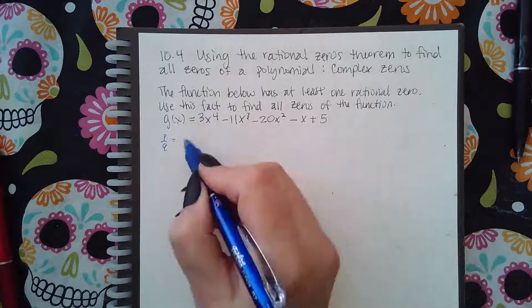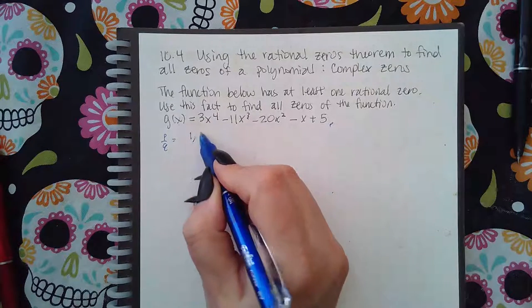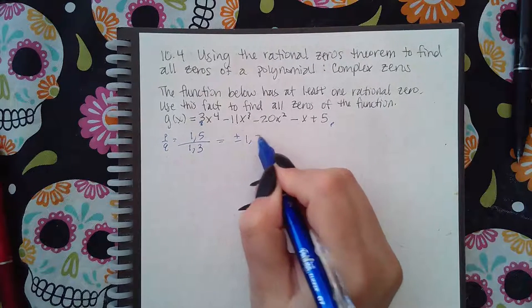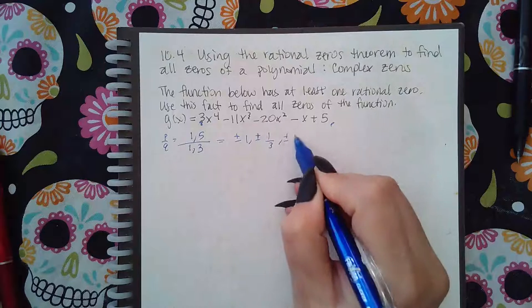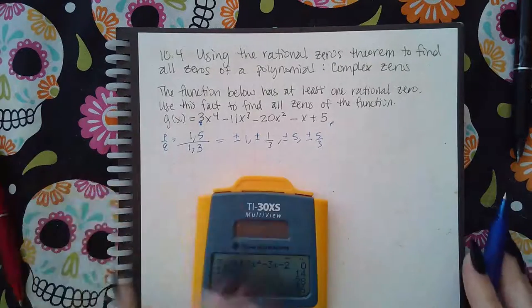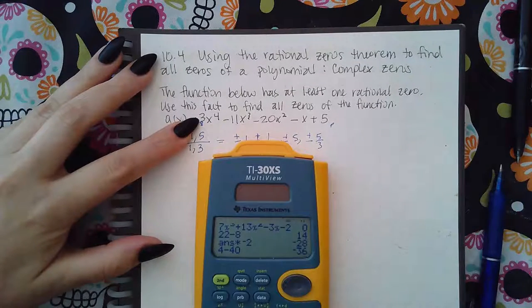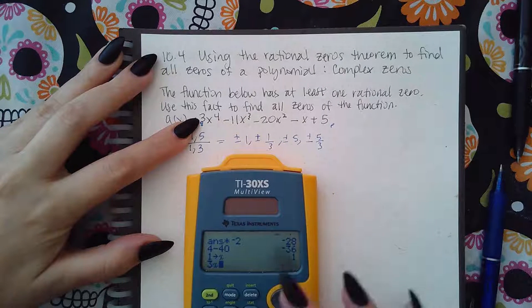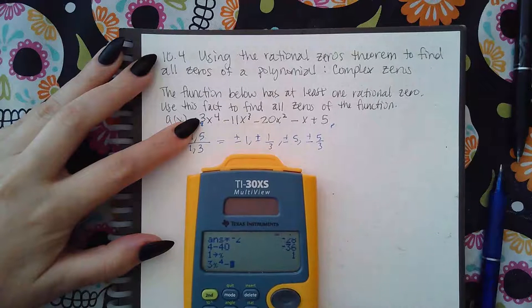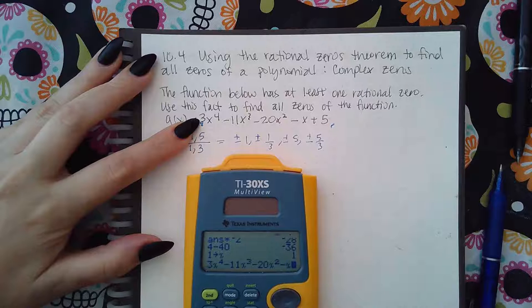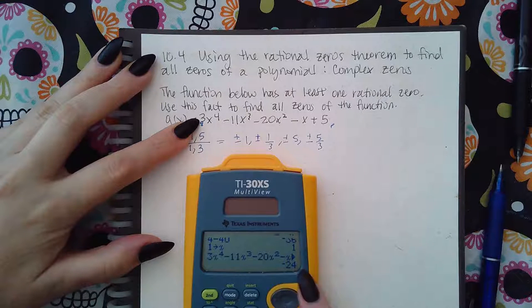So we've got to go through the same P over Q thing. It's already in order, so the factors of P are 1 and 5. The factors of Q are 1 and 3. So I get plus or minus 1, plus or minus 1 third, plus or minus 5, plus or minus 5 thirds. And I'm going to plug each one of these numbers into this function. So let me say 1 to start: 3x to the 4th, minus 11x to the 3rd, minus 20x squared, minus x plus 5. So 1 does not give me 0.